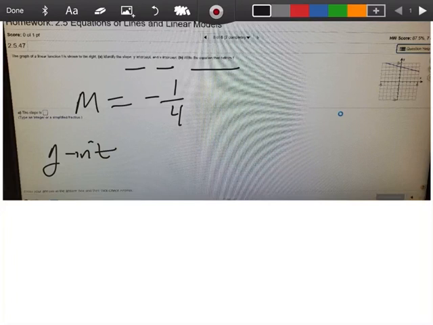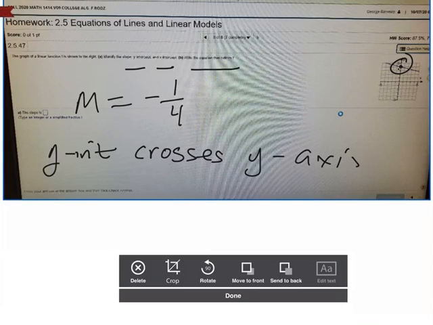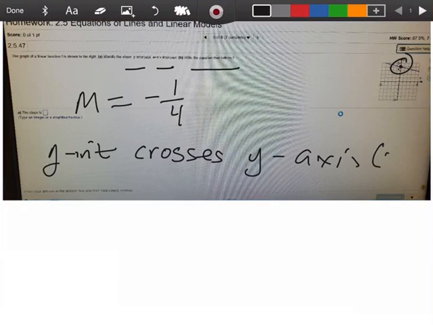Now, if you remember, the y-intercept is where the graph crosses the y-axis, right? So it crosses the y-axis right there, and that would be the point 0,4, right?